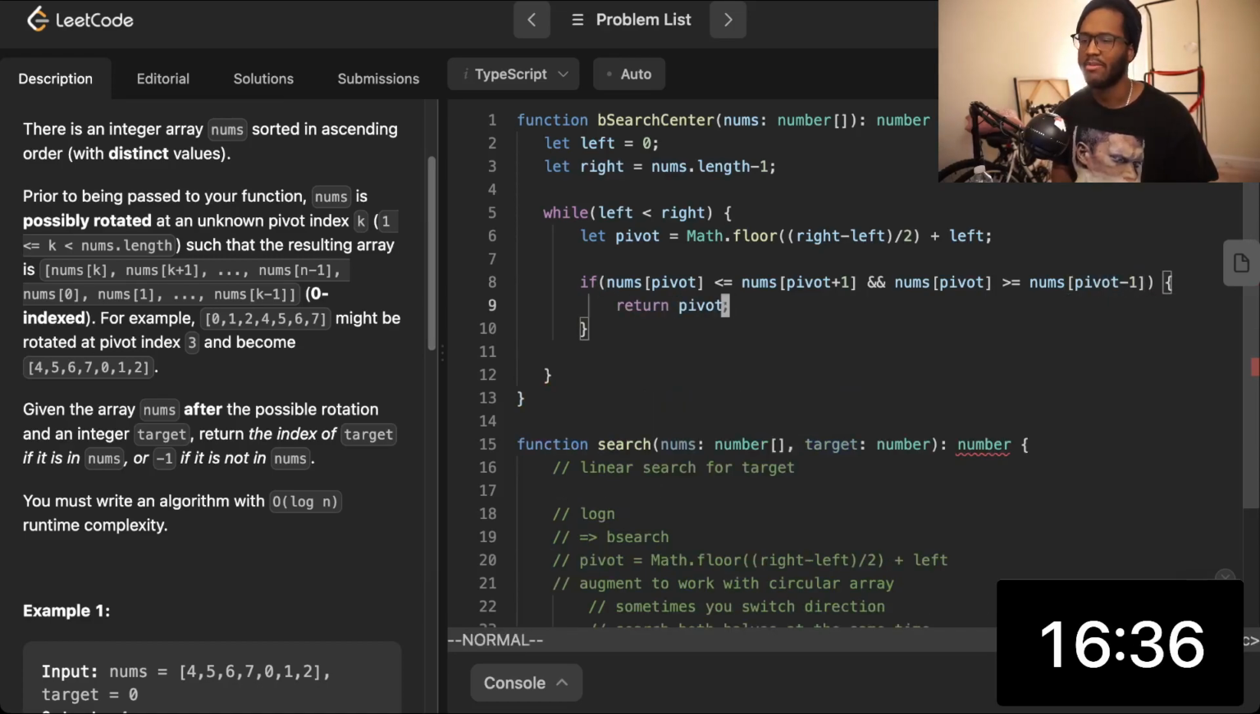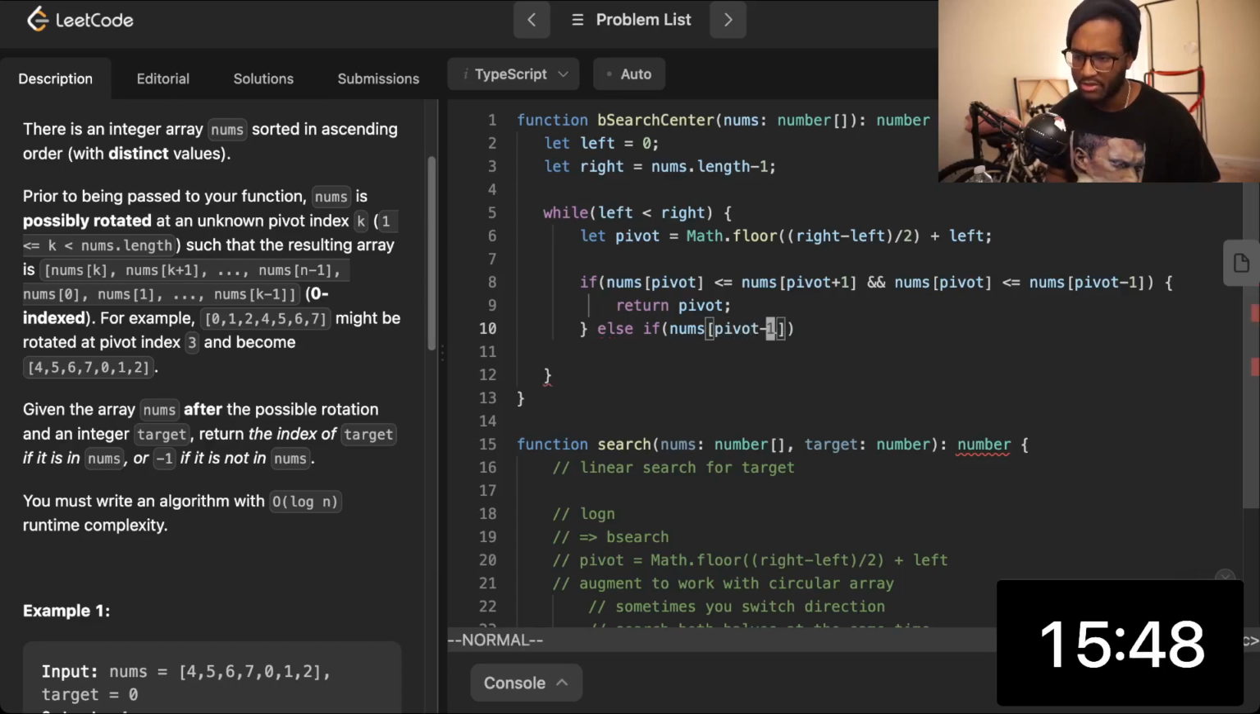That would mean we found the boundary, right? Because where we find that boundary, the pivot number is going to be less than the next number. So we'll test that actually.